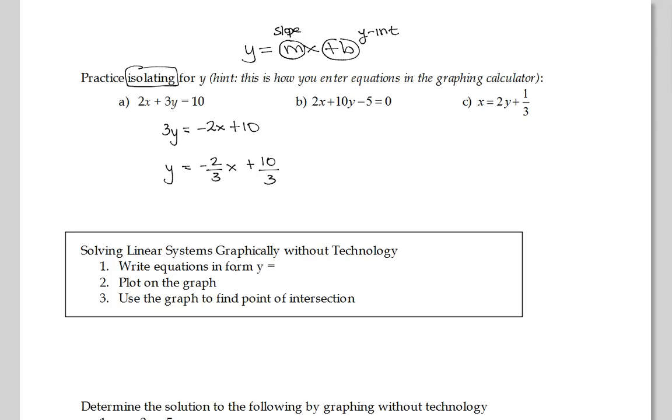So 10/3 is not a nice number, 2/3 is not a nice number, so I just leave them as fractions. You can easily identify the slope. The slope is negative 2/3. The y-intercept is 10/3.